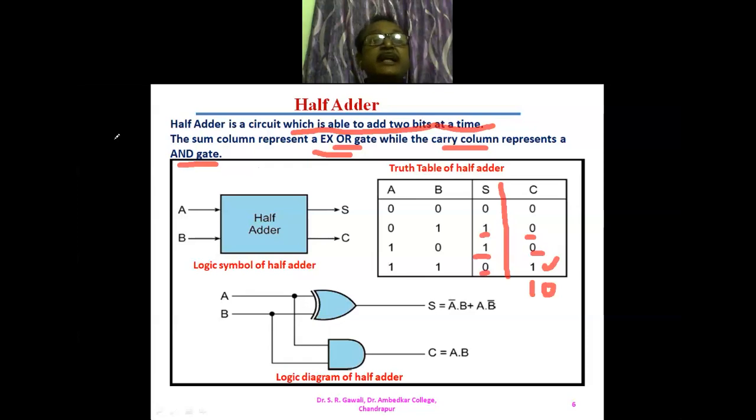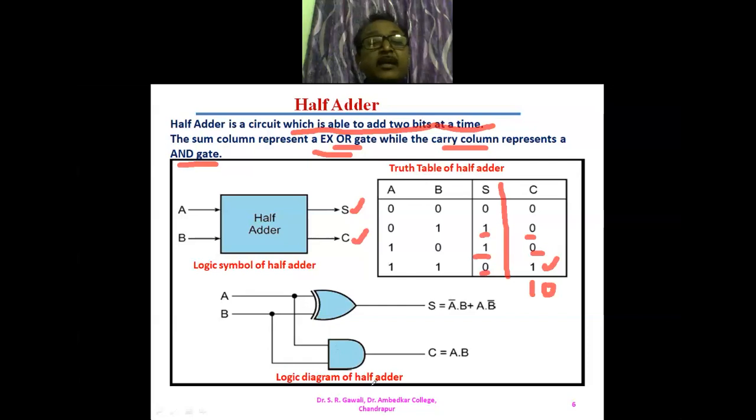So here this is the logic symbol of the half adder. How many inputs are there? A and B. These are the two inputs. When the two inputs are added together, we get the sum as S and carry as C. Sum and carry.